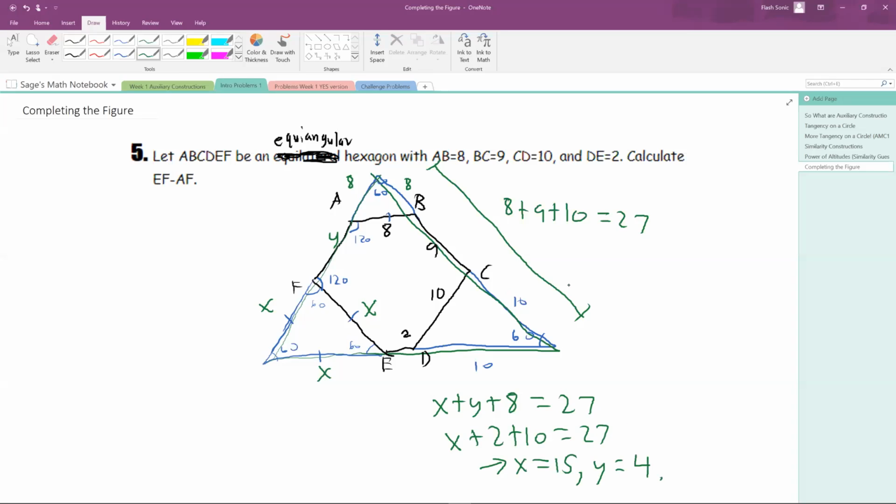And then since we want to find EF minus AF, we can just do 15 minus 4, which is equal to 11. So yeah. Any questions?